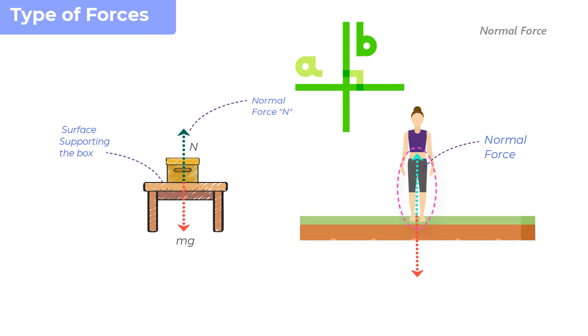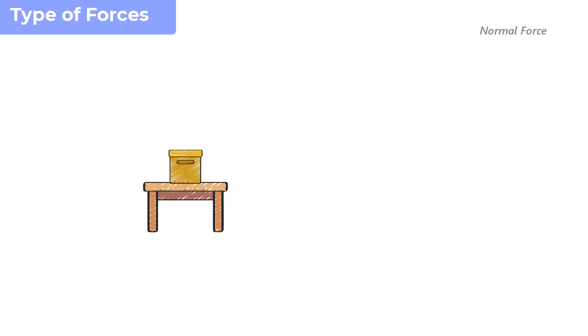So if we have a box sitting on a table, it is pressing down on the table due to the force of gravity. And let us say this force is Fg. And for a moment, assume that there is nothing like normal force.